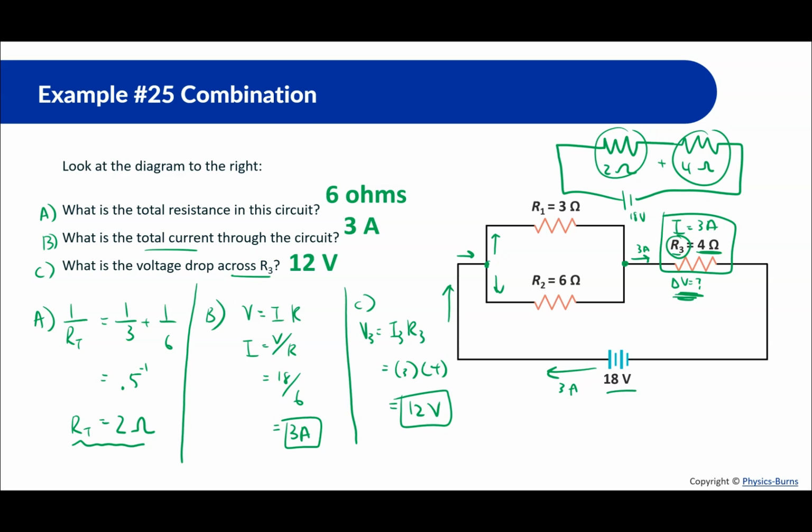Alright, I hope that made sense. That's everything that we're learning with circuits. Watch it back because this is the hardest part. So if you were confused, totally makes sense.